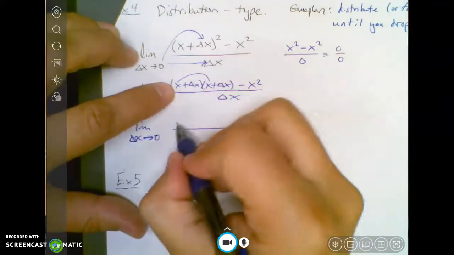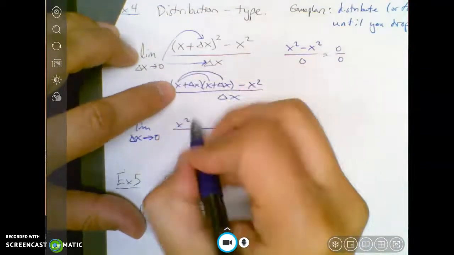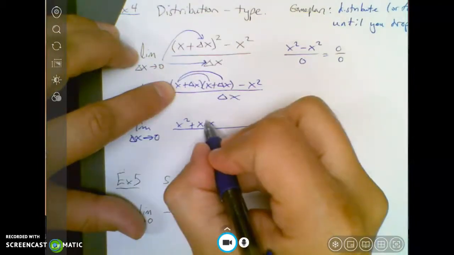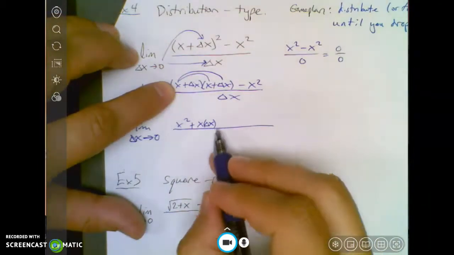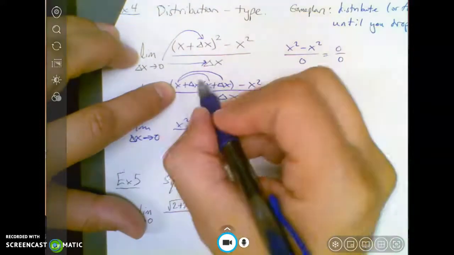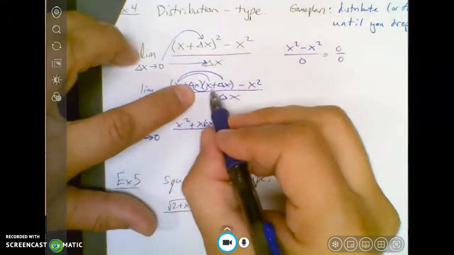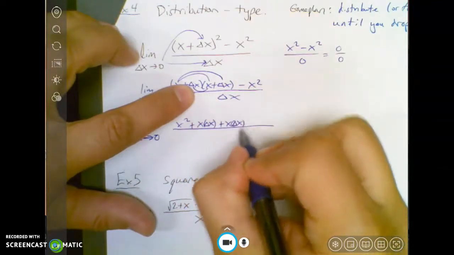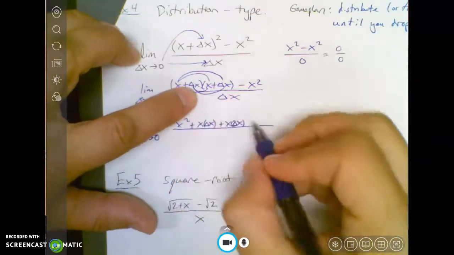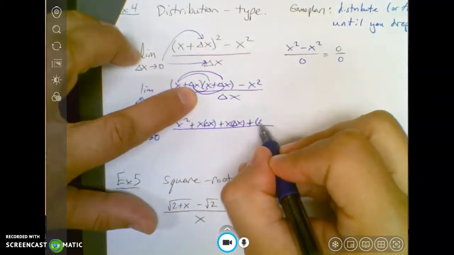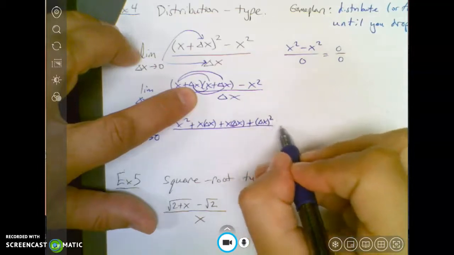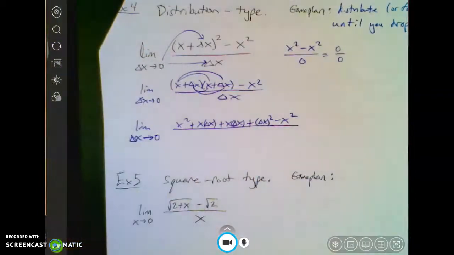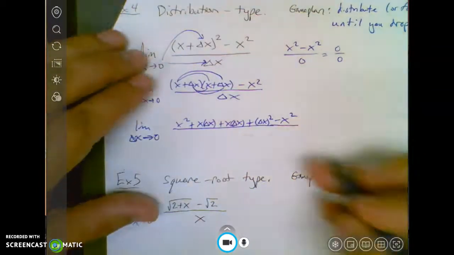X times x is x squared. The outer is x times delta x, which really doesn't do much. Just write x delta x. If it helps you to put these in parentheses to remember that's just a single term, then do it. Inner is x times delta x. I know it says delta x times x, but it means the same thing. And last times last is delta x squared. Okay, now don't forget this guy. A lot of people miss that. It's hanging on at the back. Okay, so I'm doing nothing more than foiling.